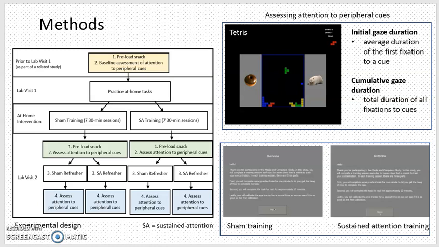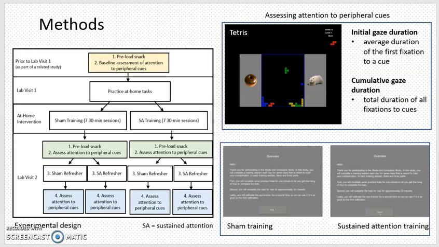So the way we measured attention to peripheral cues was using this Tetris game. If you look to the upper right of the slide, you see the Tetris game that we used. Basically, participants would sit down at a computer. We asked them to play Tetris, and you can see the Tetris game box in the middle of the game screen. But also on either side of the Tetris game box, you can see we had a picture of a food item and a picture of an animal. And we used eye tracking to assess how often and when and for how long participants looked at those sidebars, if they did.